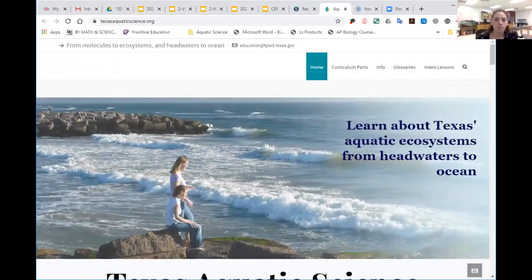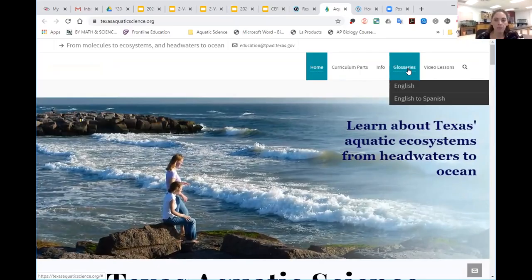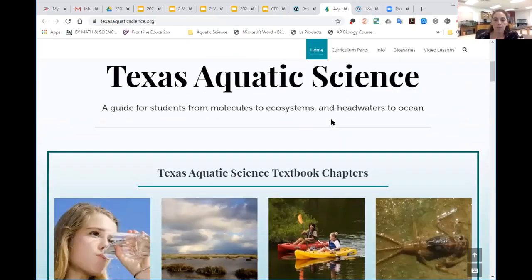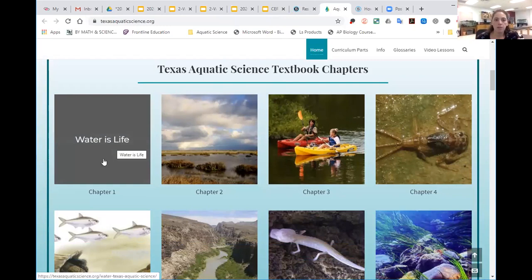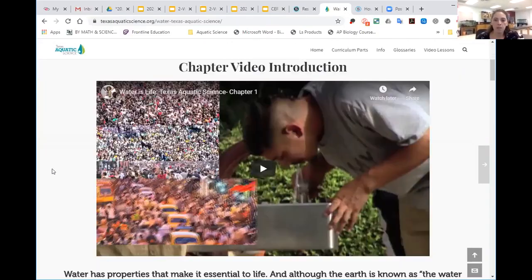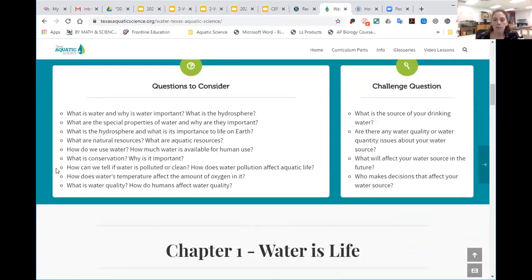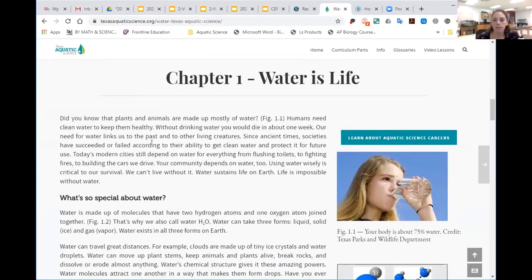On this page, up at the top, I want to point out quickly the glossary available to you, available in both English and in Spanish. But we're going to go ahead and scroll down the page to the textbook chapters. Today you need chapter 1, Water is Life. Open. Each chapter starts off with an introductory video and then a few questions. Today we are more concerned with just the content of the chapter.